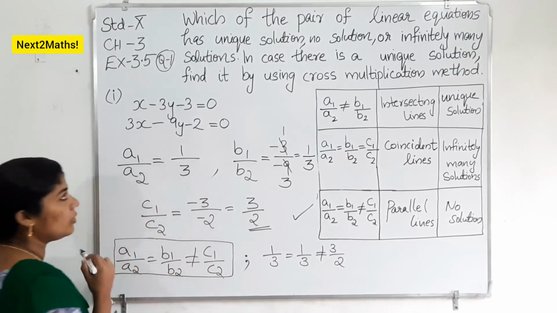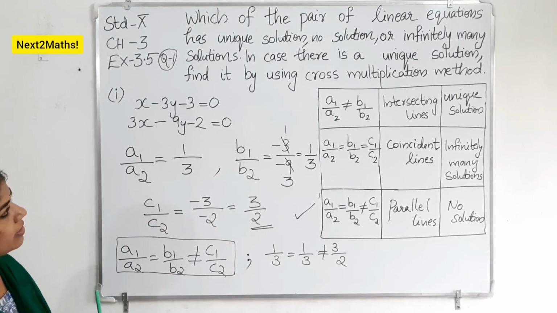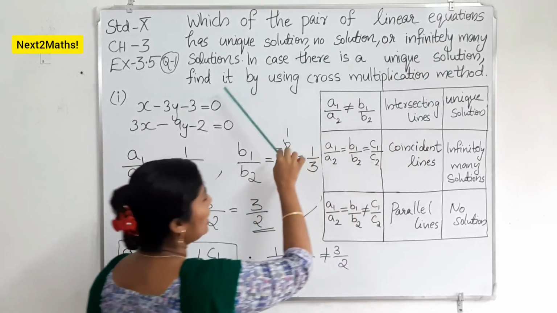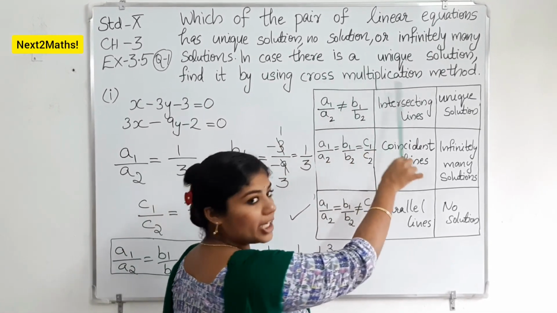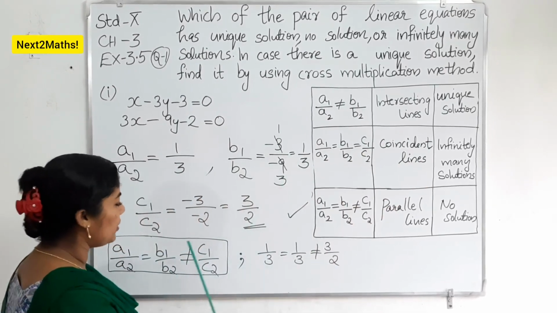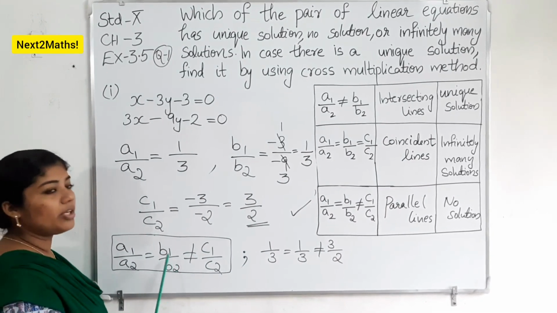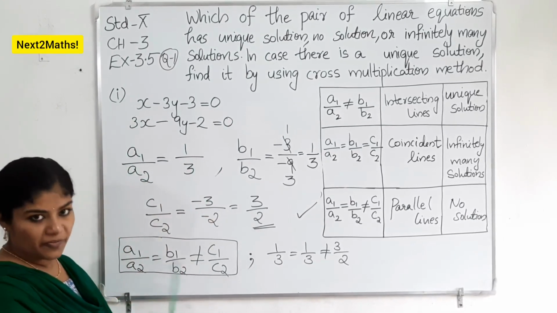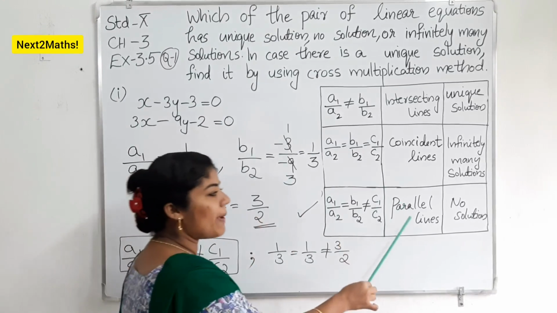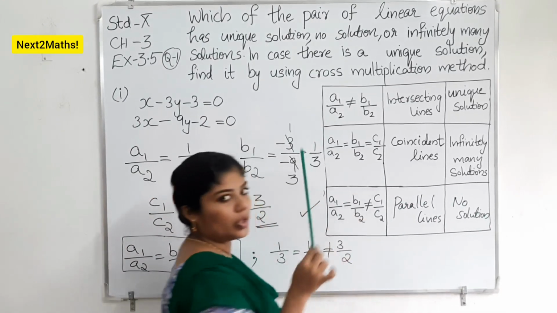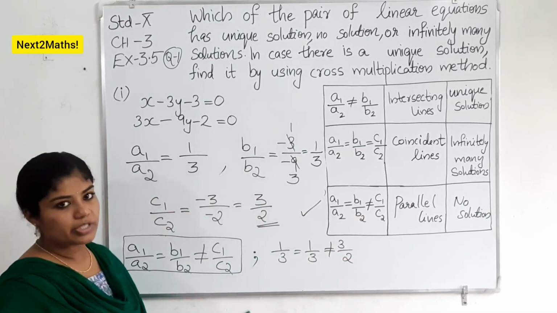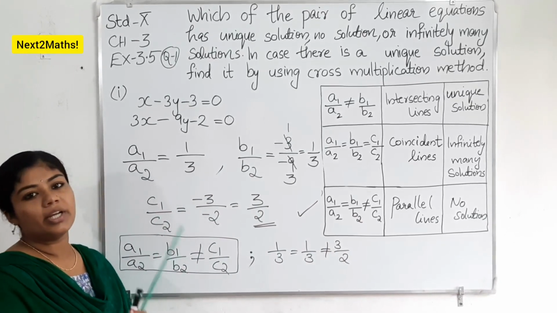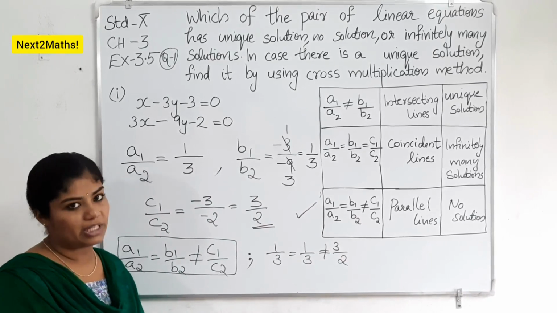So what can you conclude? Will you get a unique solution with this problem? If there is a unique solution only, you find it by the cross multiplication method. Here you are getting this condition. So if you represent these equations graphically, you will get parallel lines and there is no solution. So you can't do the cross multiplication method. If there is a solution only, you can solve it through the cross multiplication method.